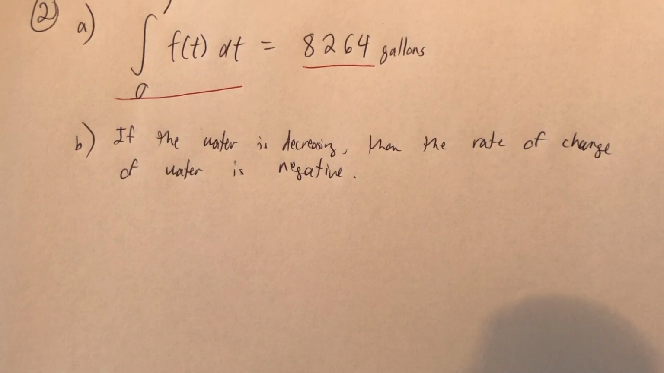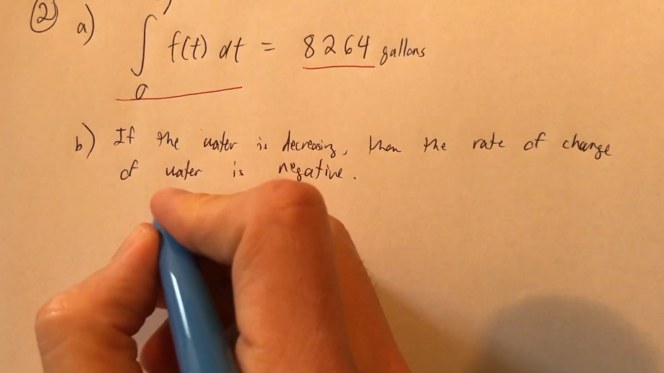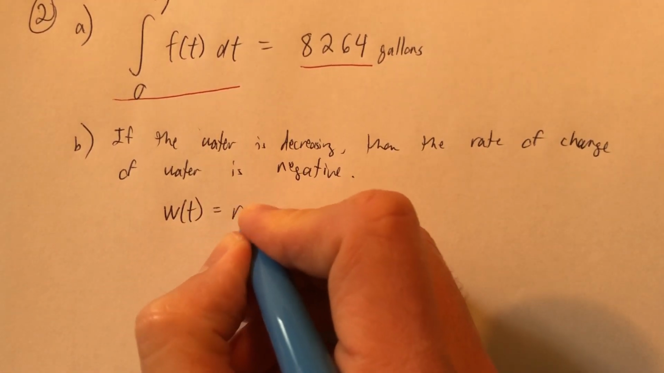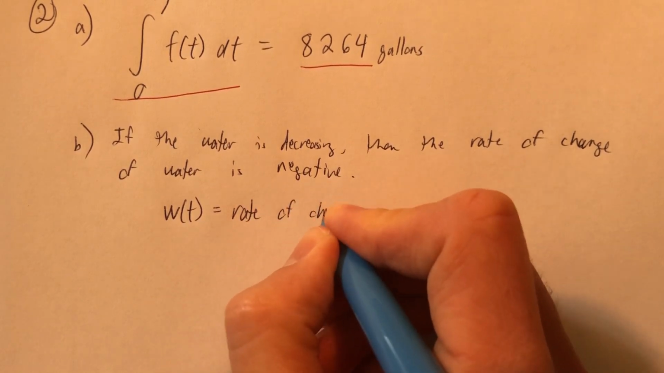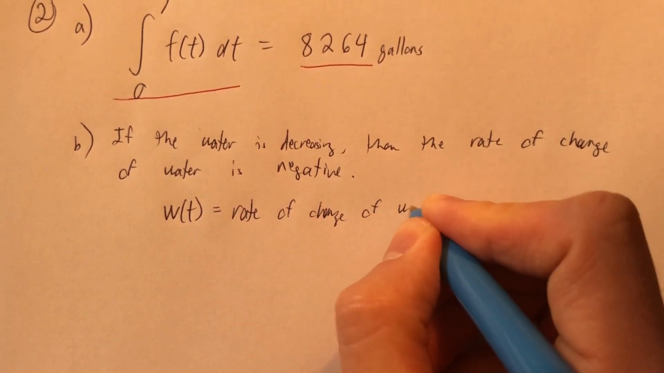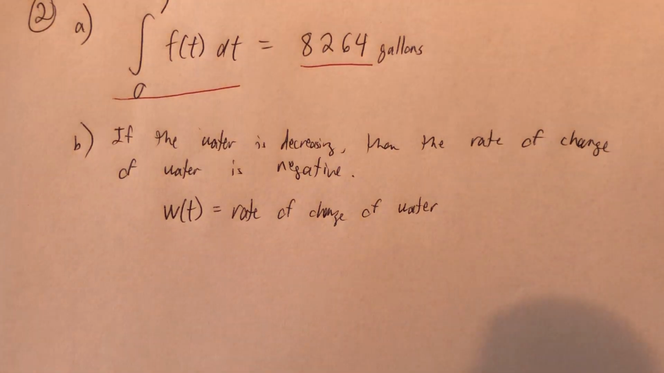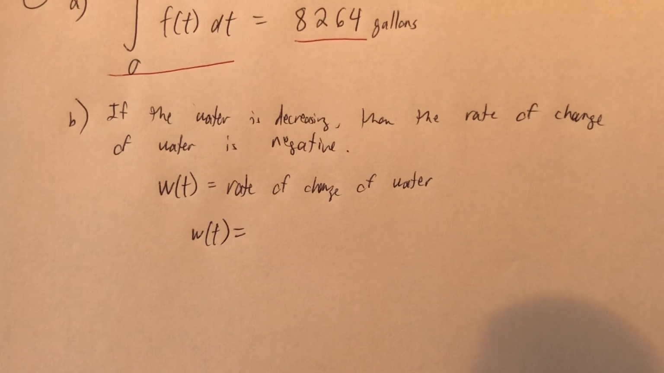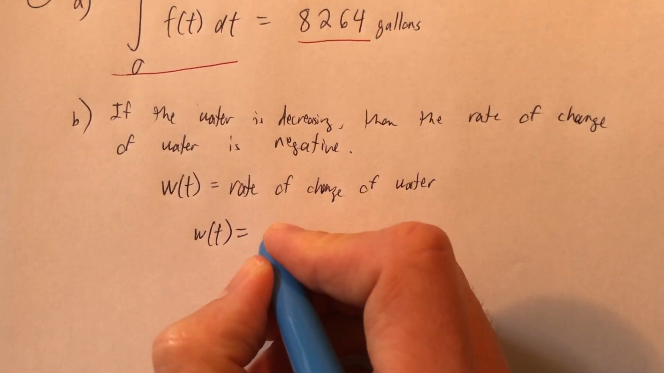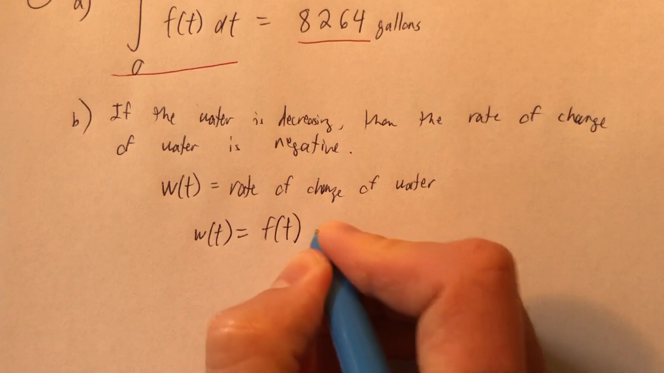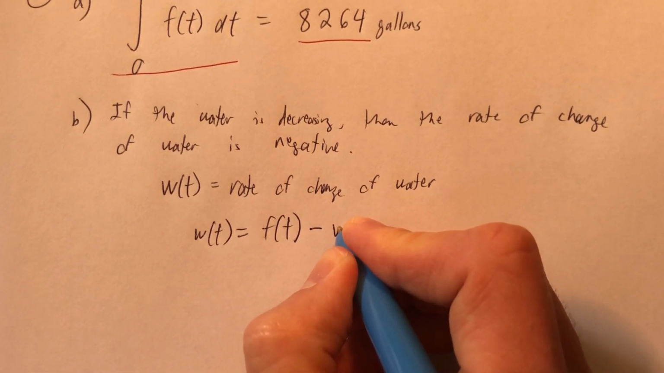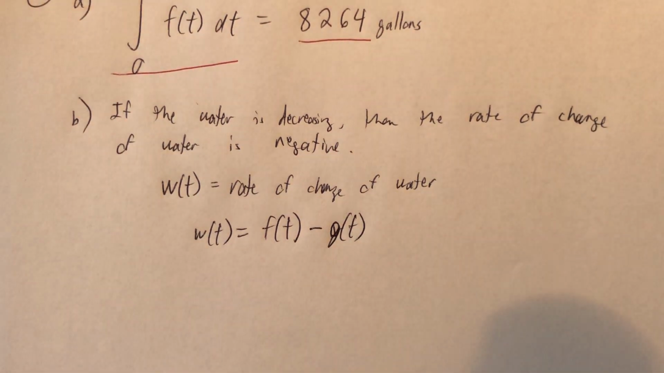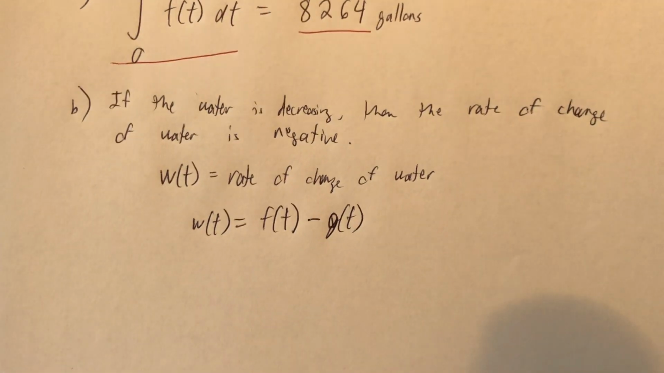So here's what I did, and they didn't do this on their answer key, but I said, I'm going to let W of t be the rate of change of the water. It is not the amount of water, it's the rate of change of the water. And the rate of change of the water is actually given to me, sort of, in pieces. I've got water flowing in, and I have water flowing out. So it's in minus out, and there we go.